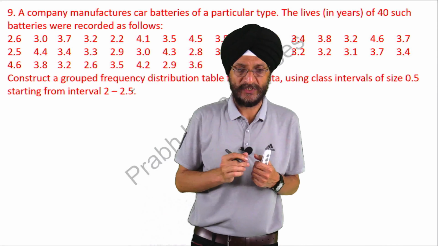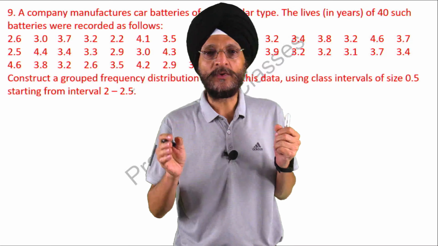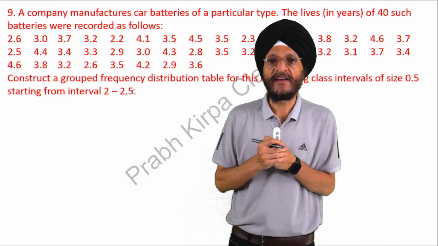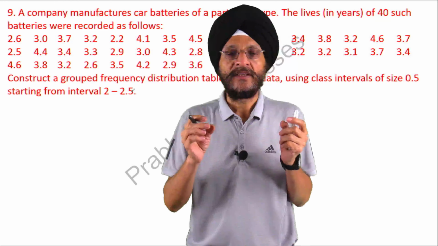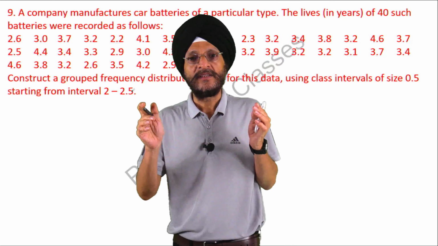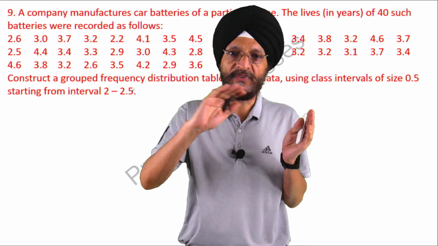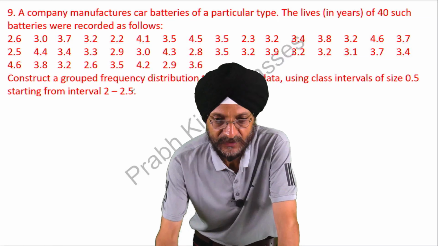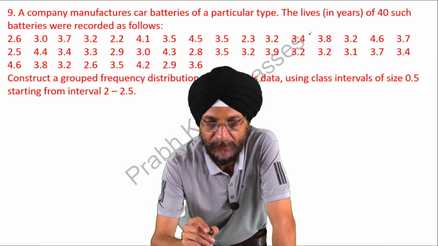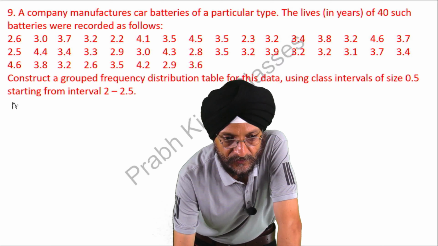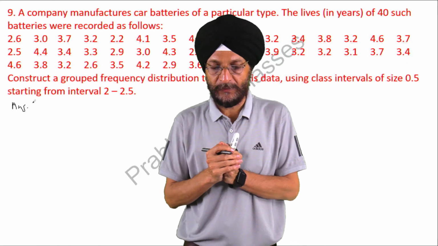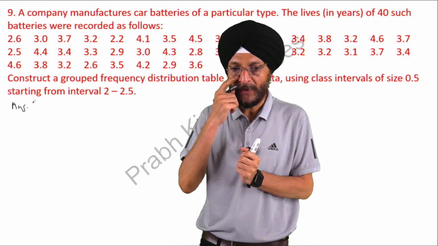So now what is given to us? That there is a company which manufactures car batteries, and it has recorded the data in respect of 40 such batteries, for how many years the particular battery performed. So what is the data about? The data is about the lives in number of years of the batteries. So now we will have to construct a frequency distribution table which is in grouped form.